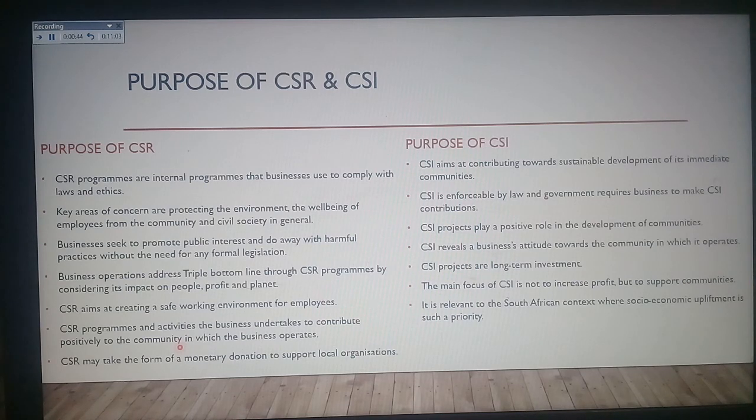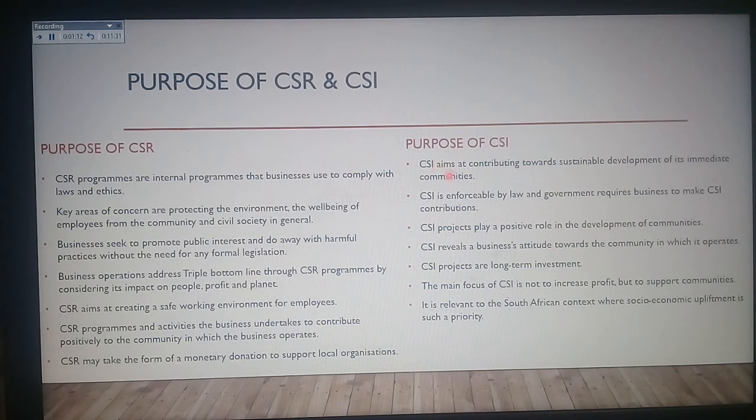Business operations address triple bottom line through CSR programs by considering its impact on people, profits, and the planet. CSR aims at creating a safe work environment for employees. Programs from CSR are activities the business undertakes to contribute positively to the community in which the business operates. CSR may take the form of monetary donation to a local organization.